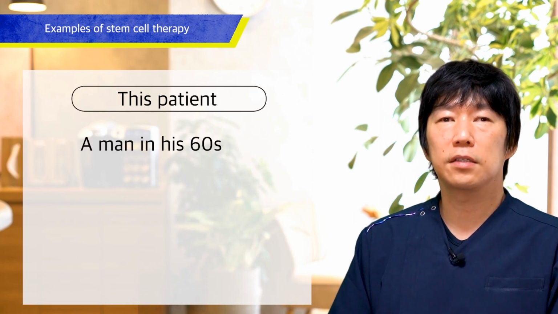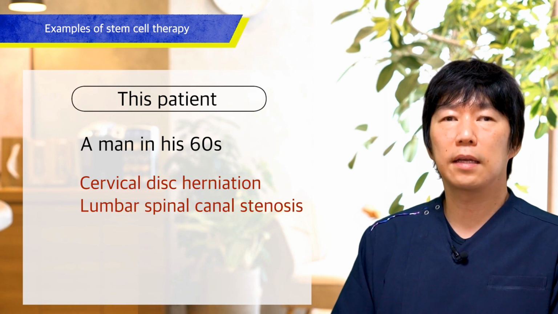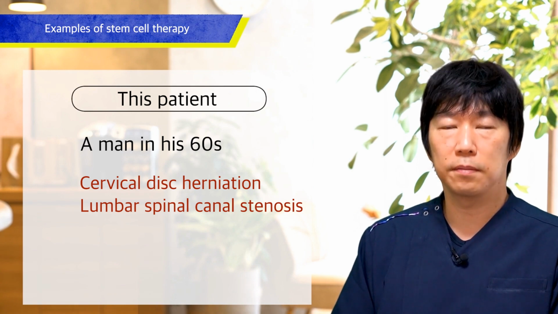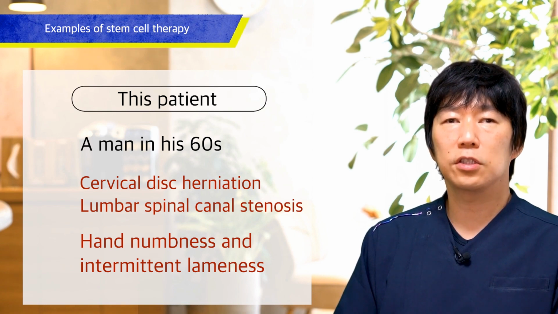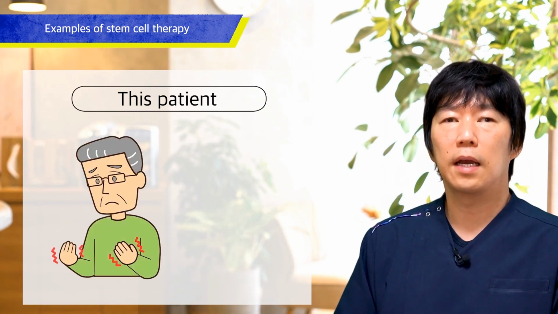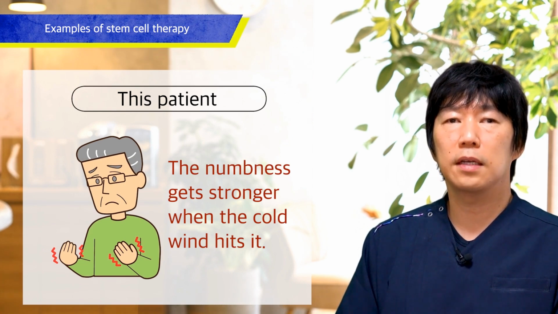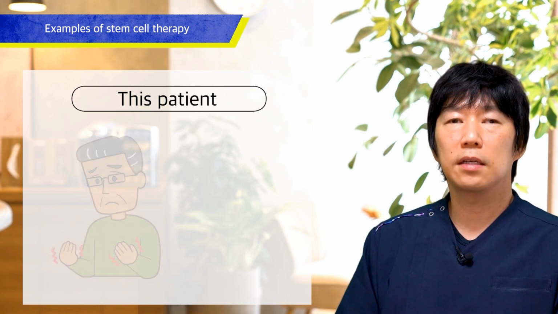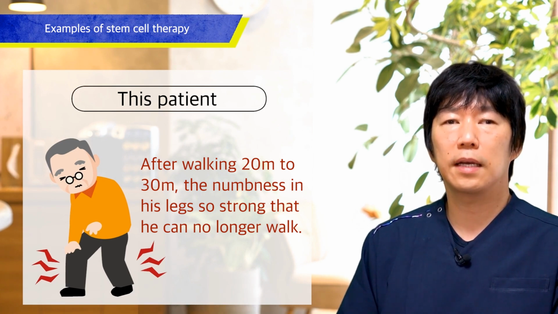A man in his 60s. This person had symptoms of cervical disc herniation and lumbar spinal stenosis. The main symptoms are numbness in the hands and intermittent claudication in the legs. The numbness in my hand was quite severe, and when exposed to cold wind, the numbness would become much more intense. Regarding intermittent claudication, it was reported that after walking about 20 to 30 meters, the numbness in the legs was so severe that they had to stop and stand still.